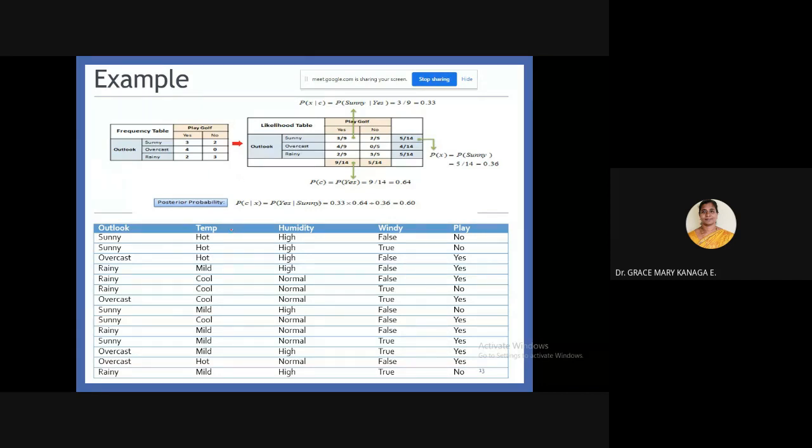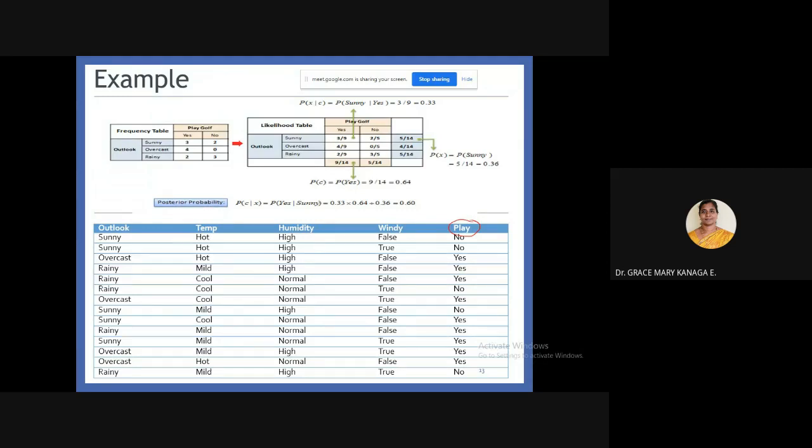Now how many records are there? 3, 6, 9, 14 records are there. Based on that, which is our class label? This is our class label. Based on these 4 attributes, outlook, temperature, humidity and windy, you have to predict whether they will play golf or not.